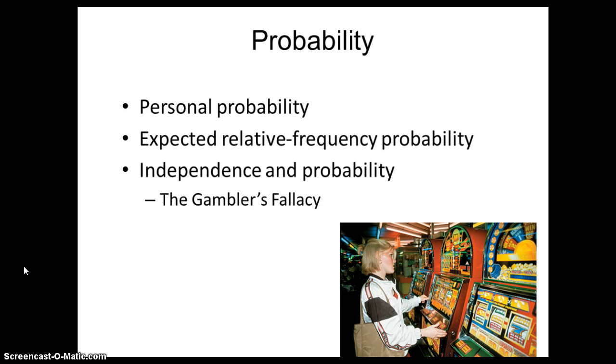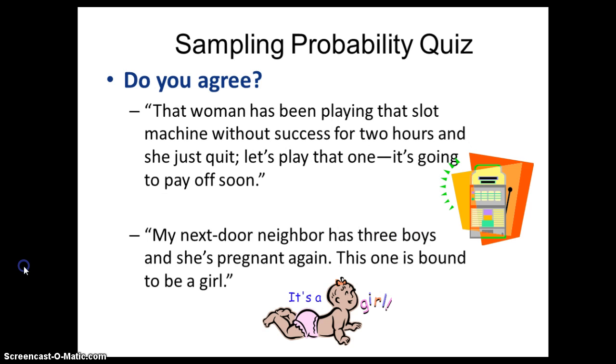Additionally, we have to consider the role of independence in probability. And if you're at all familiar with talking about these kinds of things in terms of independence and probability, you might be familiar with the gambler's fallacy. But first, before I explain the gambler's fallacy, let me give you a couple of scenarios.